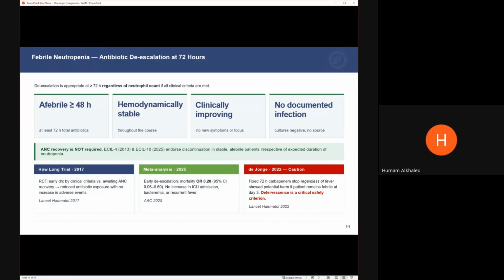One important warning from De Jong et al., published in 2022: if the patient still has fever at day 3 or after, stopping carbapenem at a fixed 72-hour cut point, regardless of fever, actually causes harm. So being fever-free is a required safety criterion. Do not stop antibiotics if your patient has a fever.